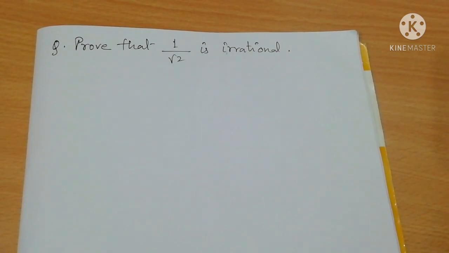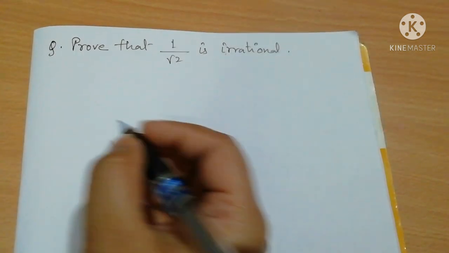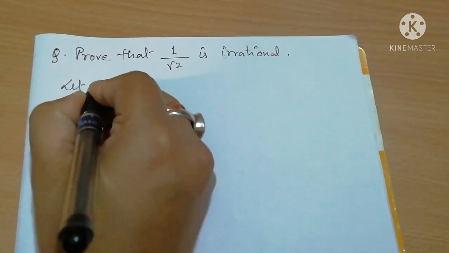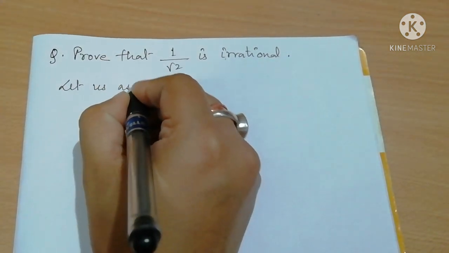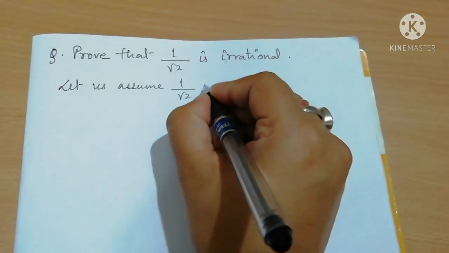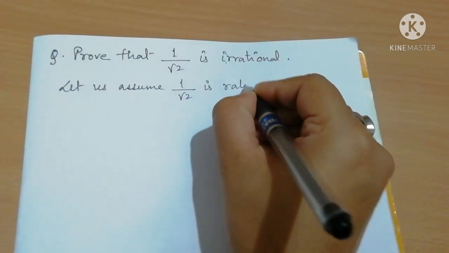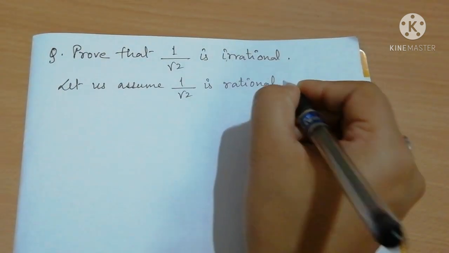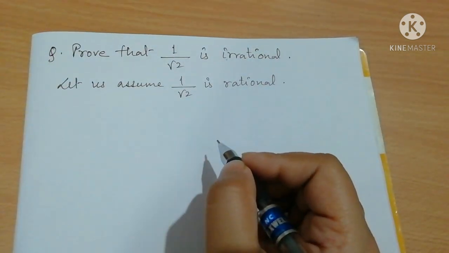So the next question is, prove that 1 by root 2 is irrational. It's the same as the other two questions that we have discussed. So prove that 1 by root 2 is irrational. Similarly, let us assume 1 by root 2 is rational.